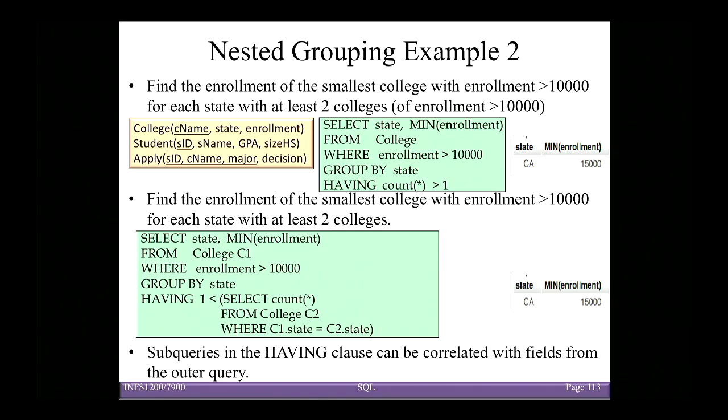How come you don't have a part stipulating that the college names can be the same on the inner query? So the question is, why don't I have a part where it says the colleges are not the same name? Find enrollments of colleges for each state with at least 2 colleges.